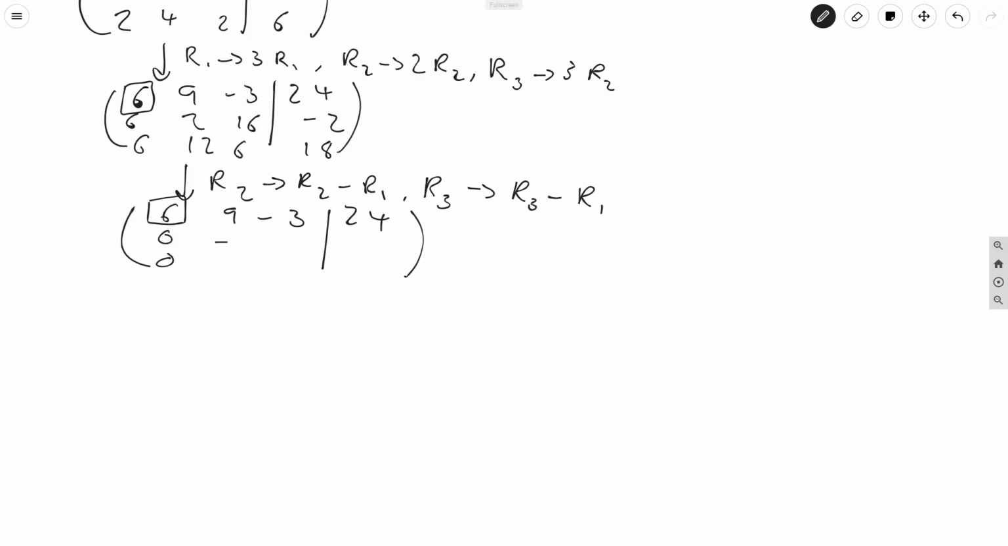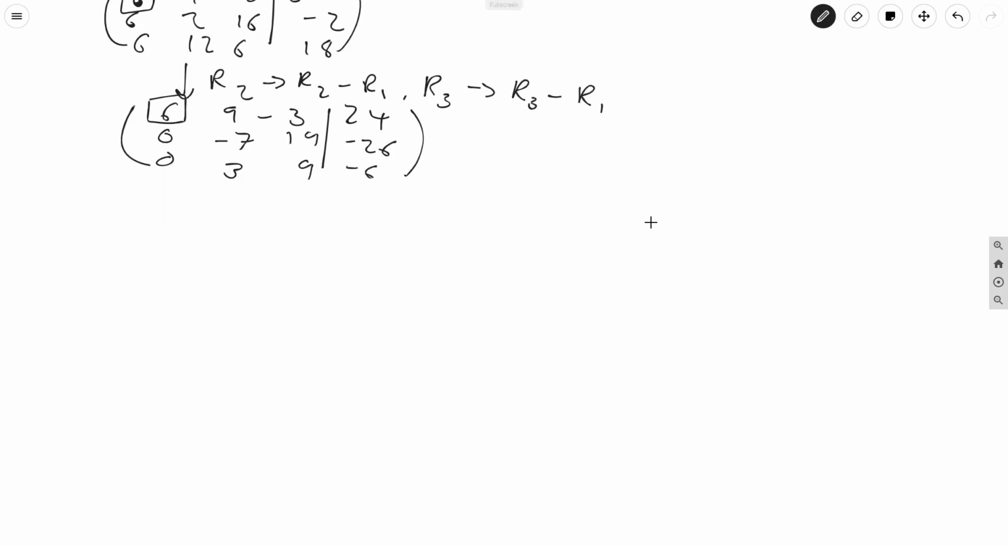And we just look at the differences here. Minus 7, because 2 minus 9 is minus 7. 16 minus minus 3 is 19, because minus is turned into a positive. 3 and 9. And we also have to subtract over here, so there'll be a minus 26. And this will be minus 6. Okay?